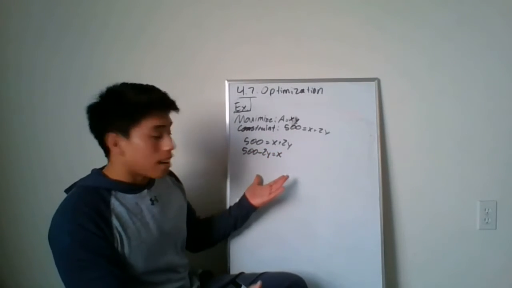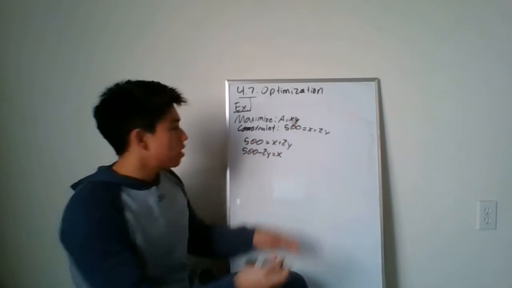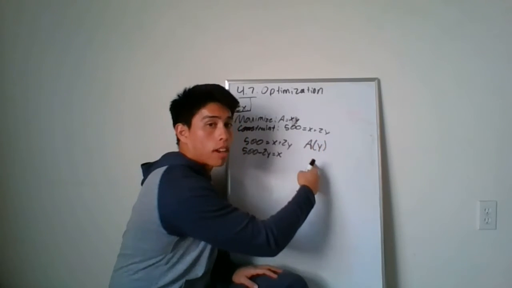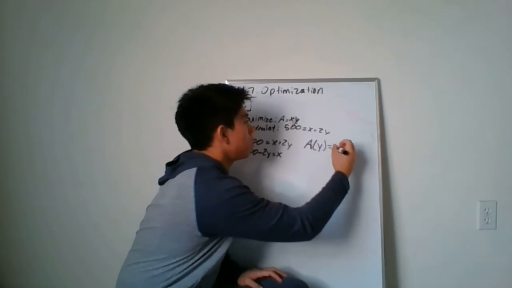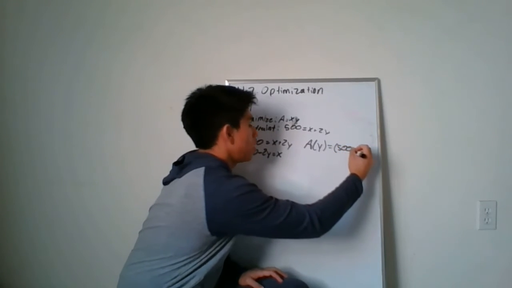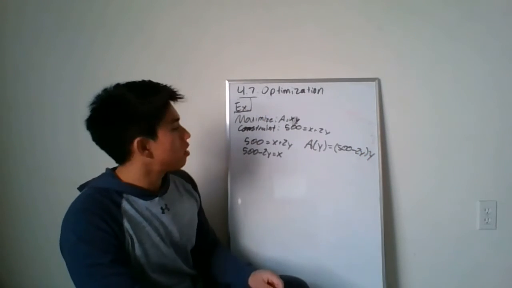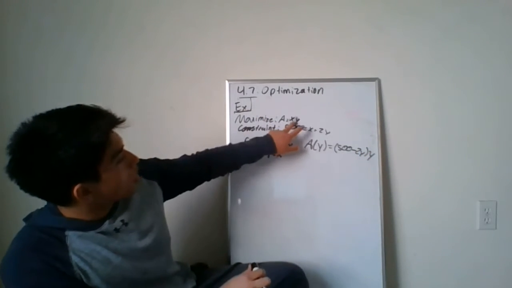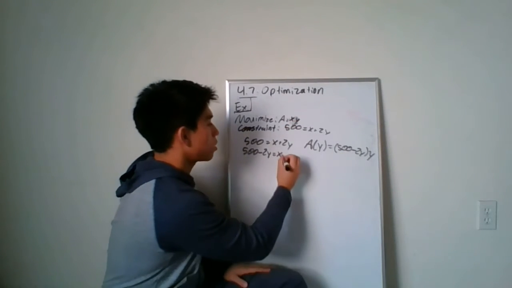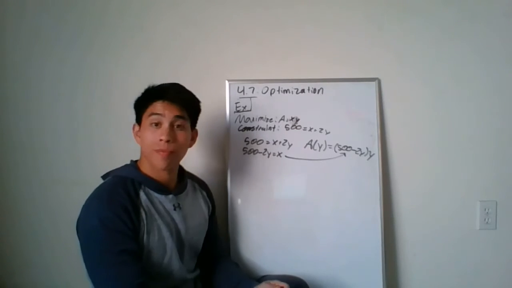And so given that, we can actually substitute this into the area function. So we know that area, we'll say it's a function of Y, is equal to 500 minus 2Y times Y. So you'll notice that X times Y became 500 minus 2Y times Y, so this X is actually right there. Good.